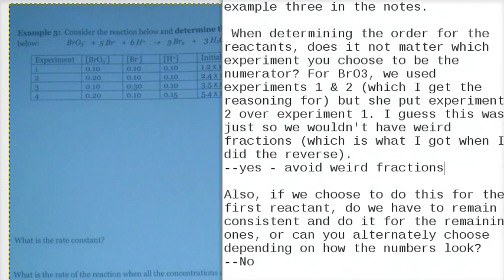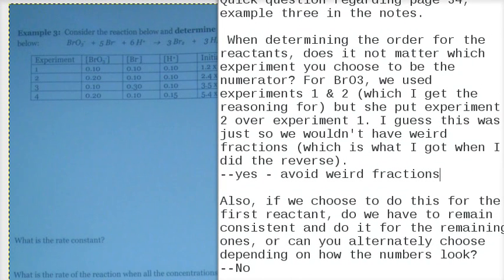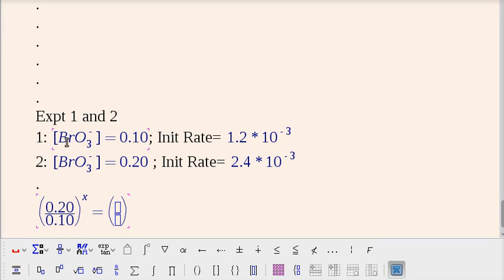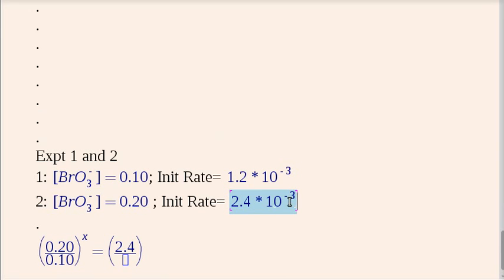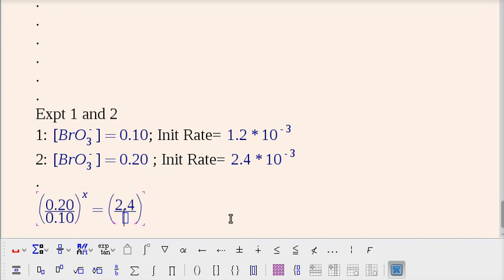And so I'm going to demonstrate that by plugging in numbers. So we have the two experiments with their rates, and we follow this equation where you put the concentrations to the power of x, or whatever letter you want, and then on the other side the rates. And you do have to, if you have experiment 2 on top, you have to have experiment 2 on top over here, and then experiment 1 on the bottom.